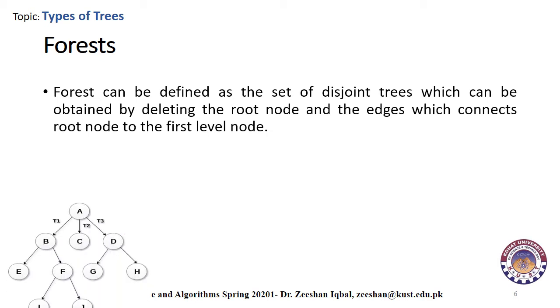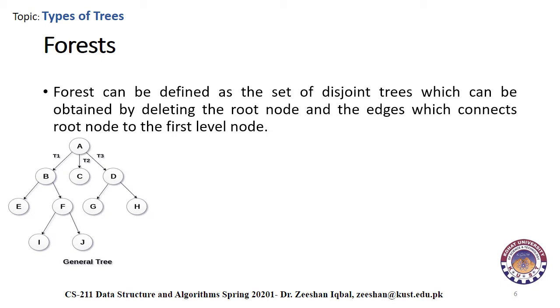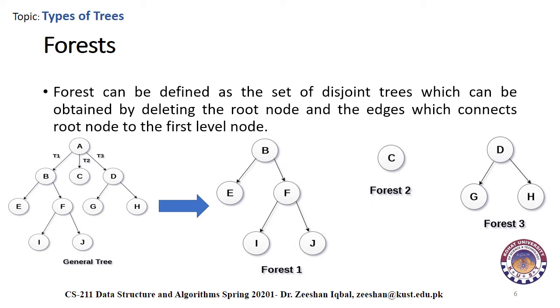In the figure we can see that we have a general tree. If we delete the root node and all its connected edges towards level 1, we will get 3 subtrees. So we have forest 1, forest 2 and forest 3, by deleting the root node with all its connected edges.